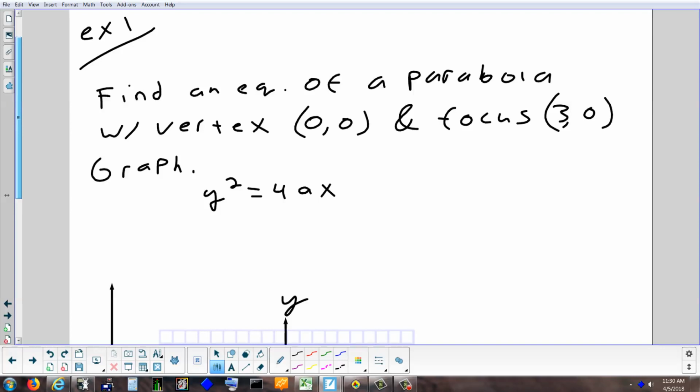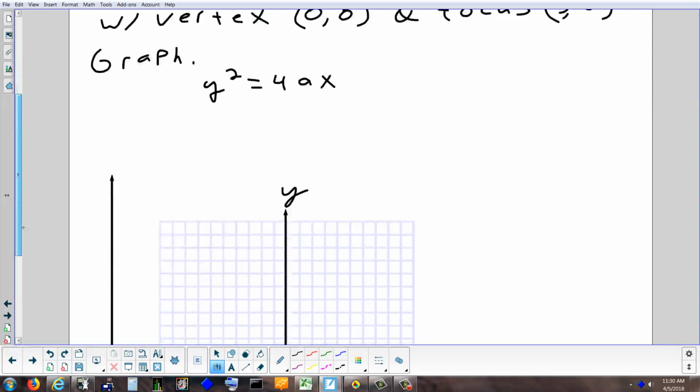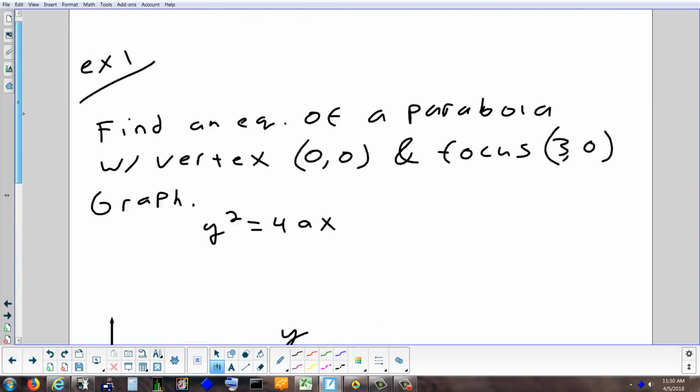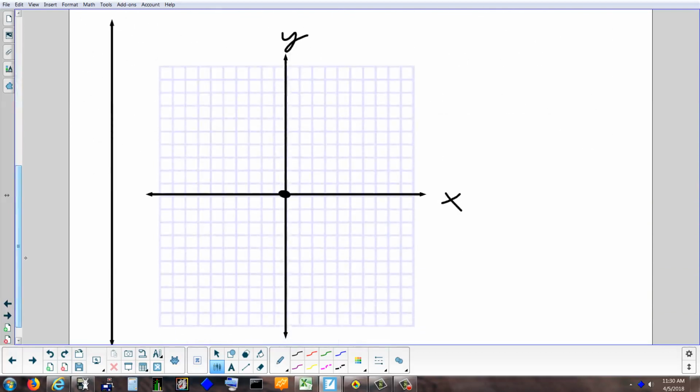But let's say I didn't tell you that. You're going to have 4 choices. You use the equation where it opens right, left, up, or down. What I would do is graph the vertex, graph the focus, and what did I say about the parabola? It always does what to the focus? It goes around it, right? It has to wrap around it.